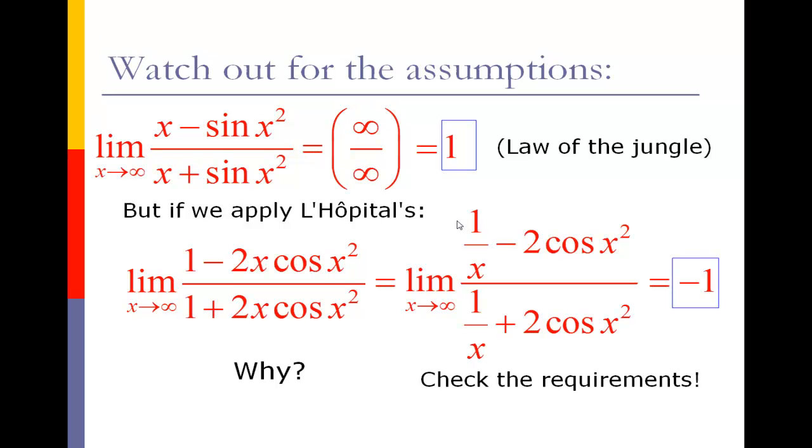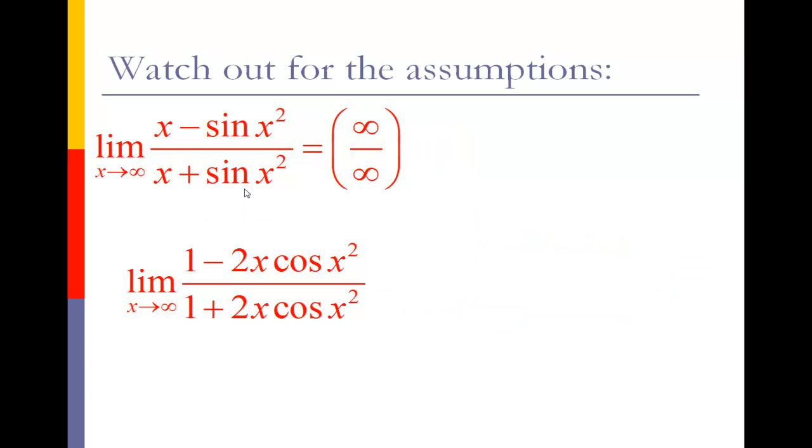Remember, what are the requirements? First of all, we need something of the form infinity over infinity or 0 over 0. Well, we have that. The other assumption is that both the top and the bottom must be differentiable functions. We have that too, of course. Both the top and the bottom are easily differentiable. But there is another assumption that we often forget to check.